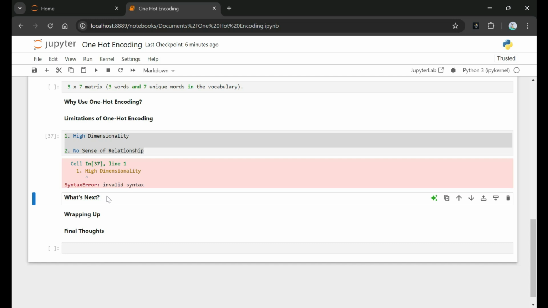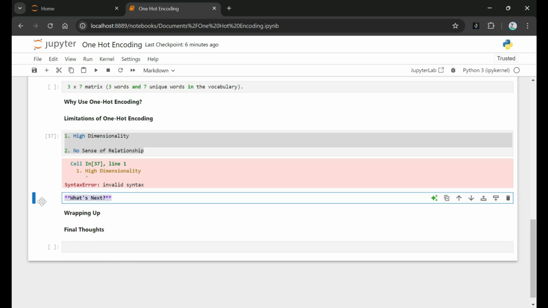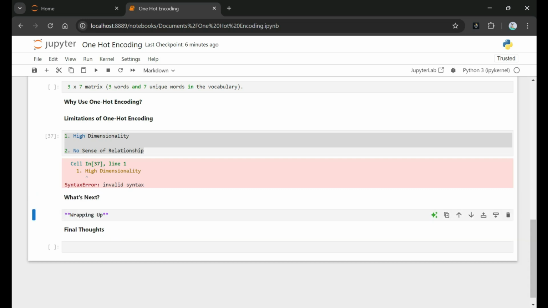So what's next? While one-hot encoding lays the groundwork for understanding how we can represent text numerically, it's not typically used in advanced NLP tasks due to its limitations. This leads us to more sophisticated techniques like bag of words, TF-IDF, word embeddings, and many more. We'll discuss some of them in future sessions.